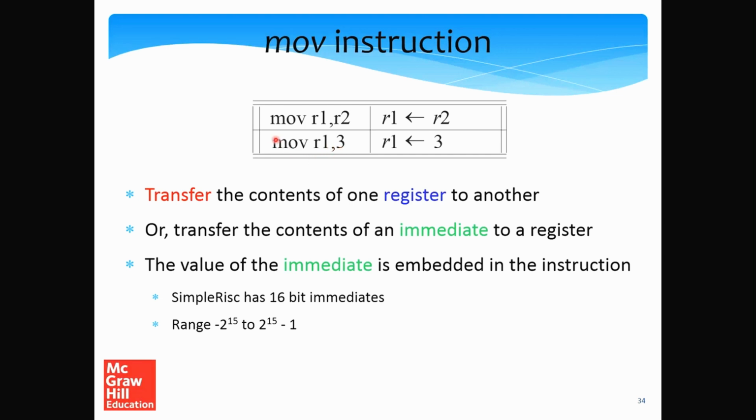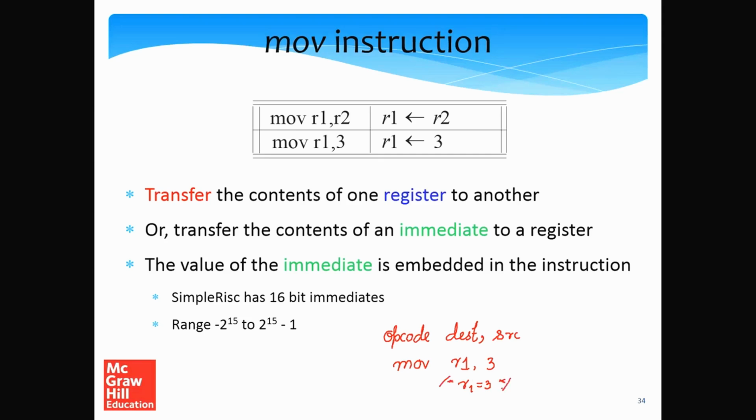The way that we actually write an assembly statement in simple RISC is that we first write the name of the assembly opcode, which in this case is move. Then we write the destination, then a comma, and then we write the name of the source. For example, if we write move R1, 3, that essentially means set R1 equal to 3. That's what it means.